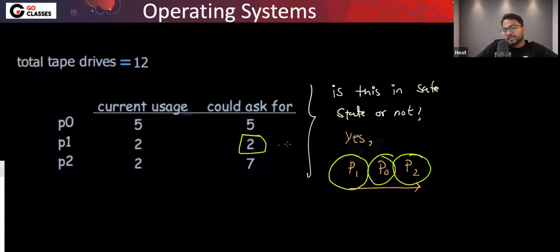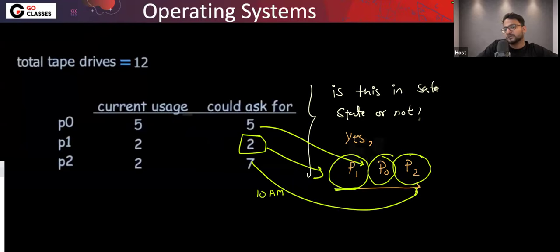In the worst case, let's suppose at 10 a.m. itself, all of them are screaming, all of them are asking for 5 to 7 at the same time. In that worst case also, you can first fulfill the demand of P1, which is 2, and then P0, and then P2. That's the safe sequence.